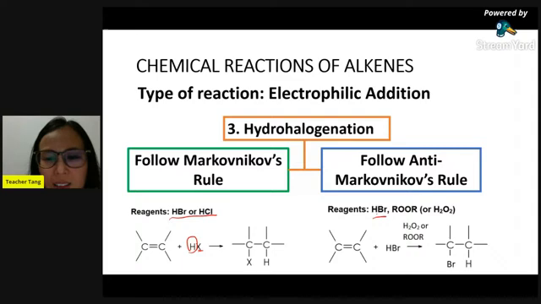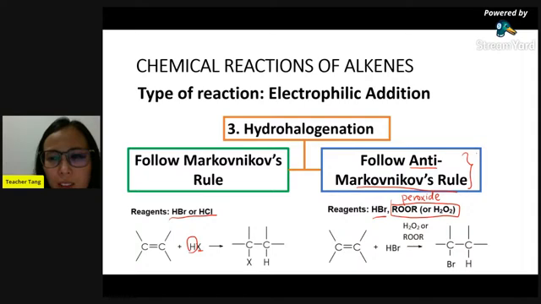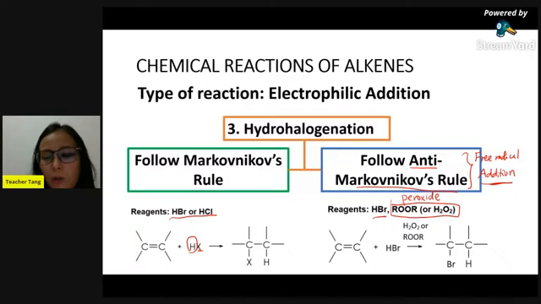Okay, if it is HBr in the presence of peroxide, then it will follow anti-Markovnikov rules. Why? Because this is no longer electrophilic addition. Actually this is free radical addition. But the mechanism of it, you don't need to know. It's not in the syllabus. It is because it is a free radical addition that it follows anti-Markovnikov rules.